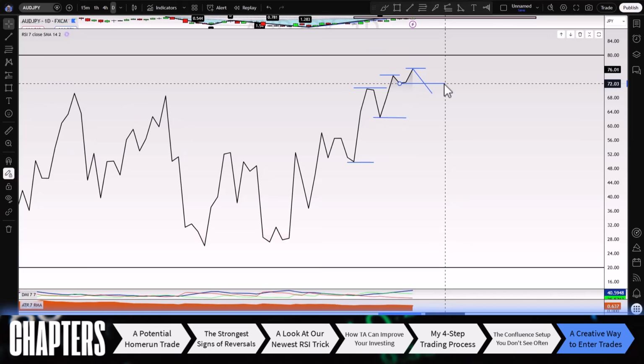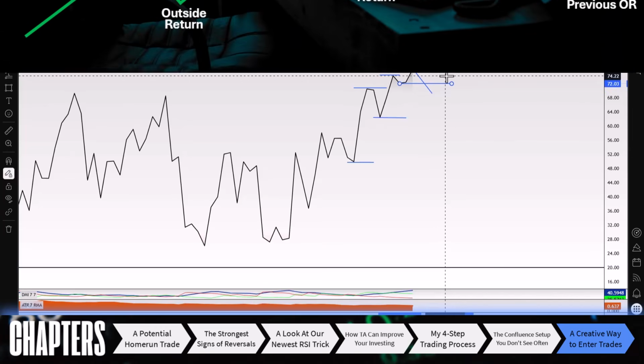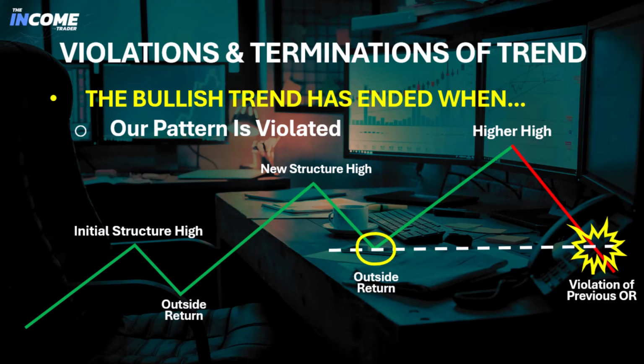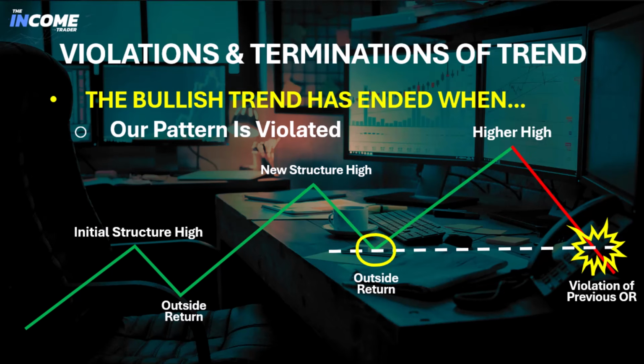Well, if we were looking at this in the sense of this being a price chart, we would say that once the previous low is violated, that would be a termination of the bullish trend, and we would put ourselves in what's called a bearish rotation. Doesn't necessarily mean a bearish trend, but it's the first sign that a trend is likely to reverse.